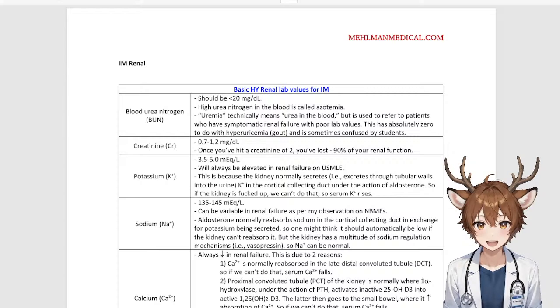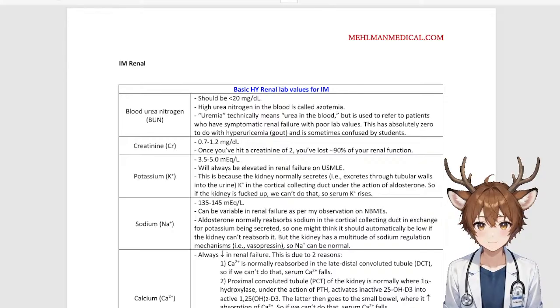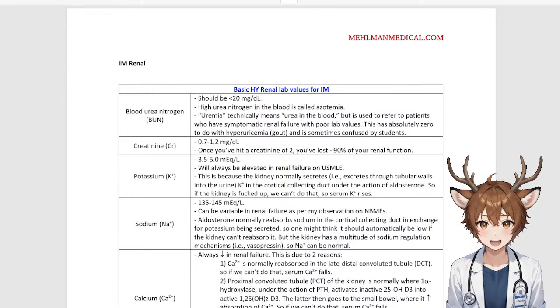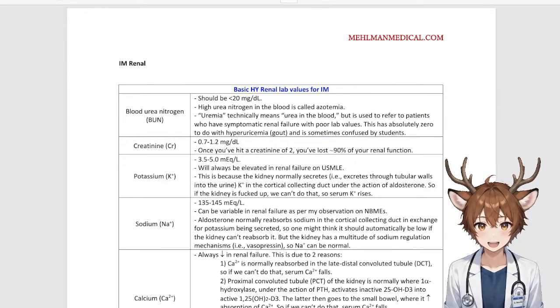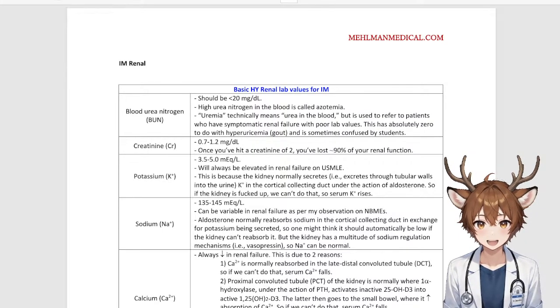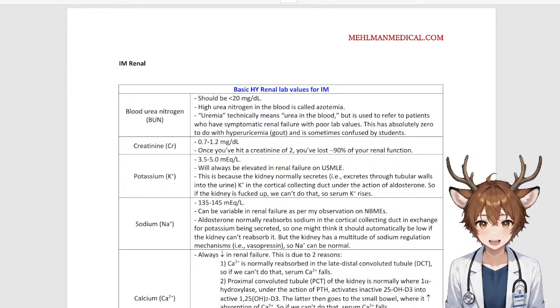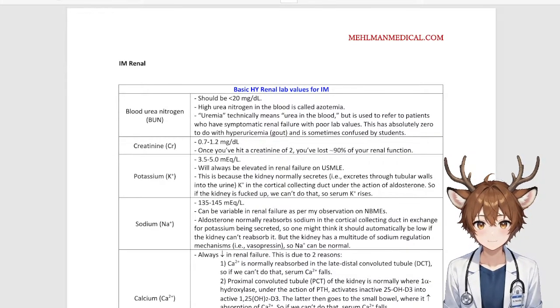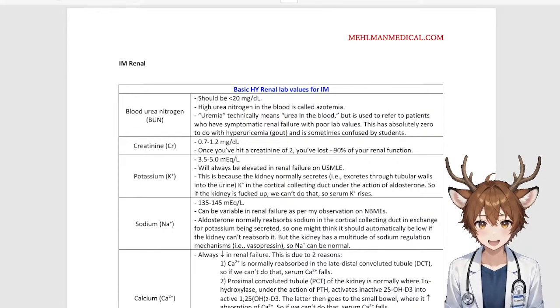Internal medicine, renal. Basic high-yield renal lab values for internal medicine. Blood urea nitrogen, BUN, should be less than 20 mg/dL. High urea nitrogen in the blood is called azotemia. Uremia technically means urea in the blood, but is used to refer to patients who have symptomatic renal failure with poor lab values. This has absolutely zero to do with hyperuricemia or gout, and is sometimes confused by students.